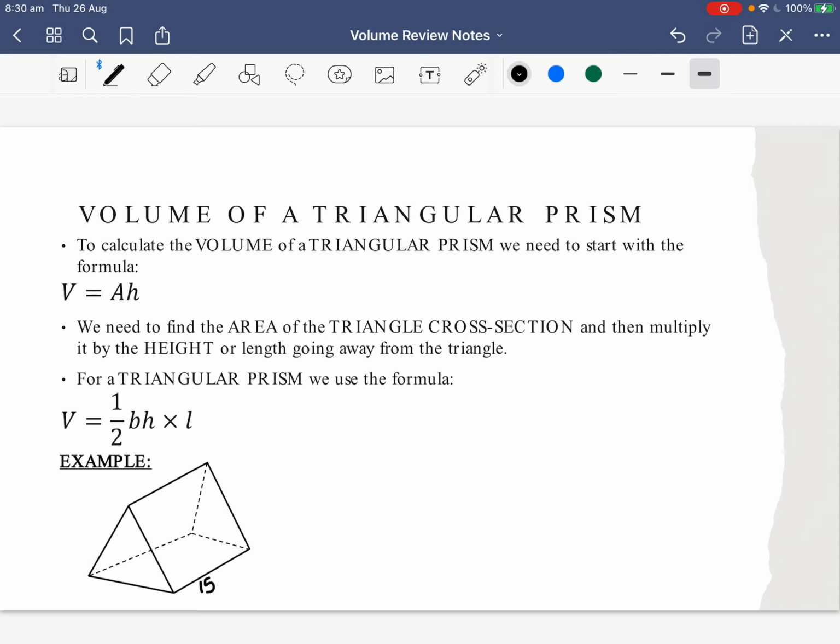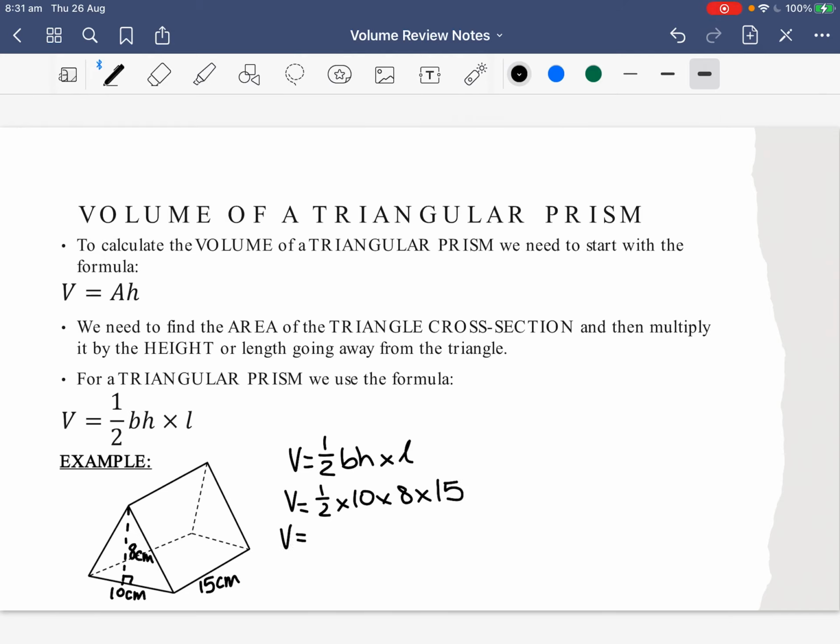Now, I haven't put dimensions on here, so I will just quickly make up an example. This is going to be 15 centimeters, our base will be 10 centimeters, and our height will be 8 centimeters. So V equals a half BH times L. V equals a half times our base of 10 times our height of 8 times our length going back from our cross section, which is 15. So V will equal a half times 10 times 8 times 15, and we get 600 centimeters cubed for our answer.